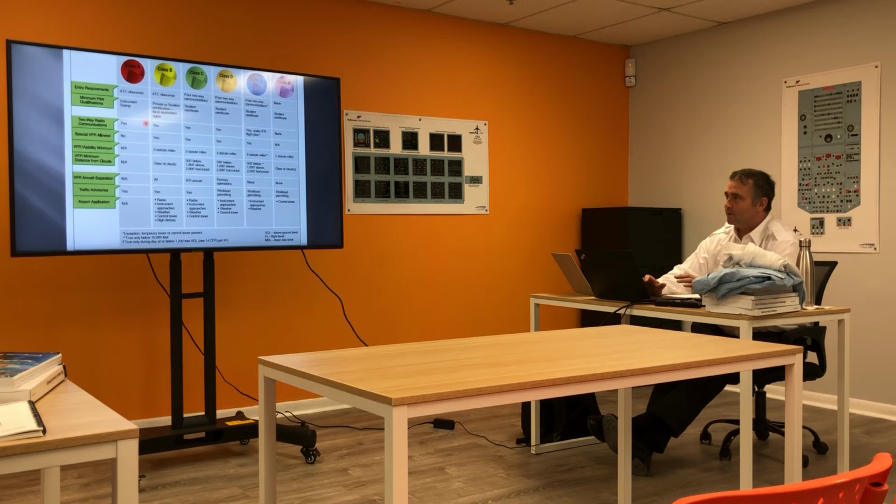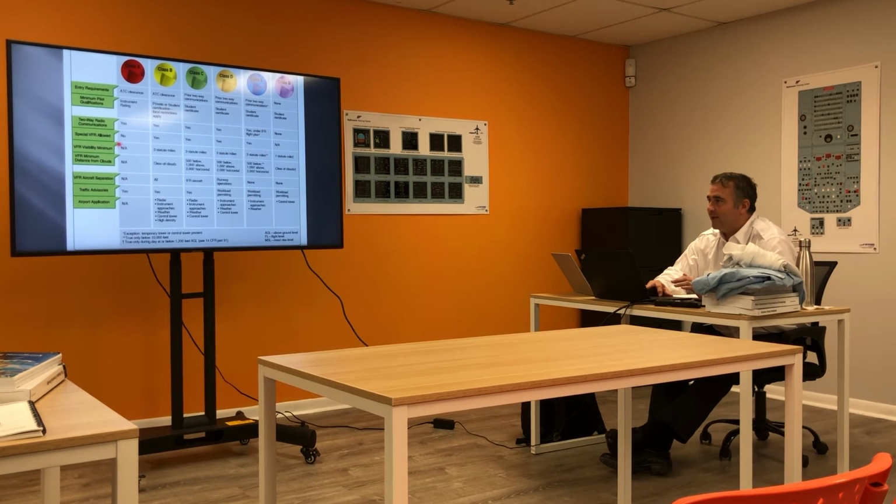Special VFR is not allowed in Class Alpha. Special VFR allows me to operate with reduced visibility and reduced distance from the cloud. What are the VFR minimums? All this VFR stuff doesn't apply to Class Alpha. No such thing. Will I have traffic advisories? Yeah.